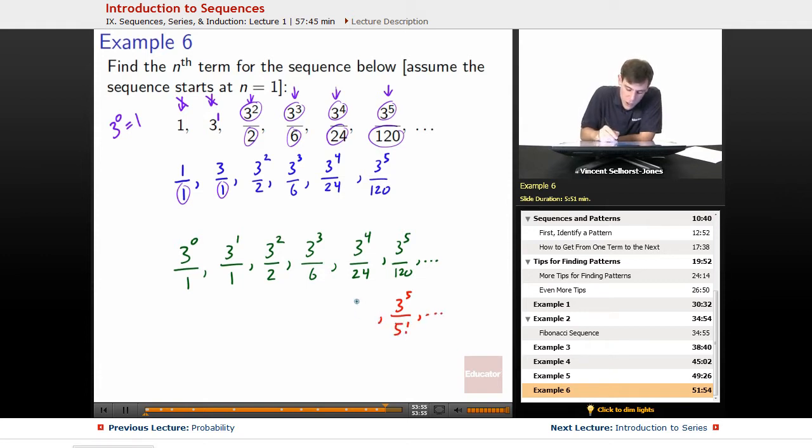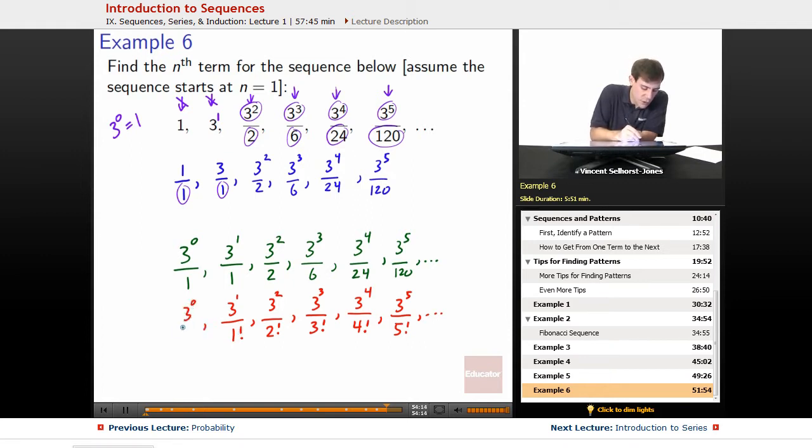And we'll keep going. So let's work backwards. 3 to the 4th over 4 factorial. 3 cubed over 3 factorial. 3 squared over 2 factorial. 3 to the 1 over 1 factorial would just get us 1. And here's the most confusing part of all.